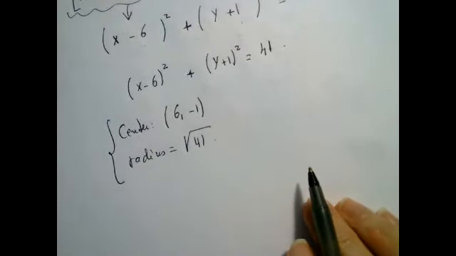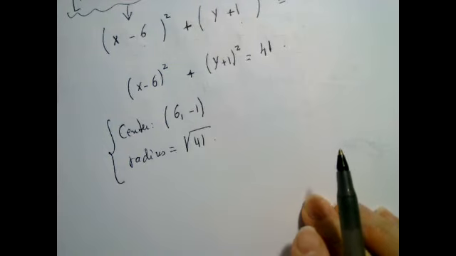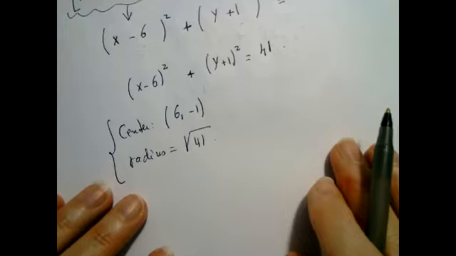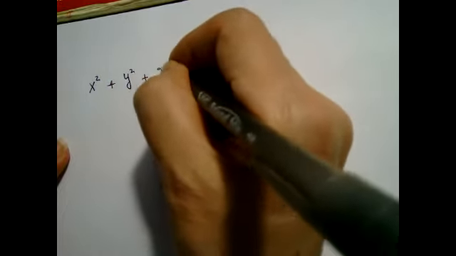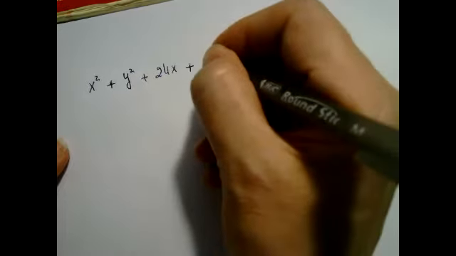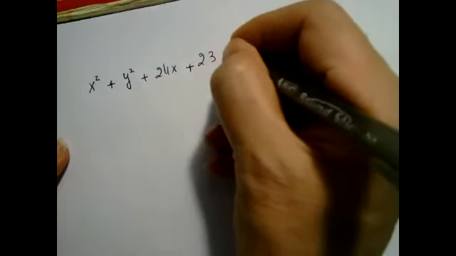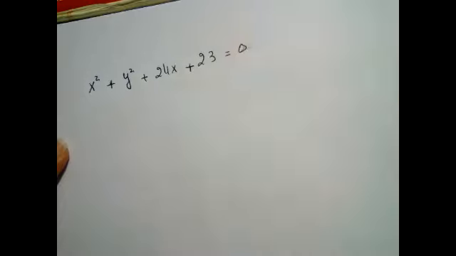Okay, so, all right, those have to be chosen very, very carefully, otherwise it's a mess. Okay. So this is it. x squared plus y squared plus 24x plus 23 equal to 0. Okay.